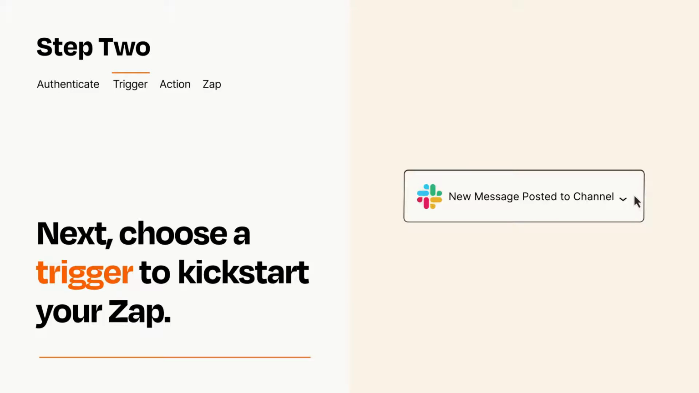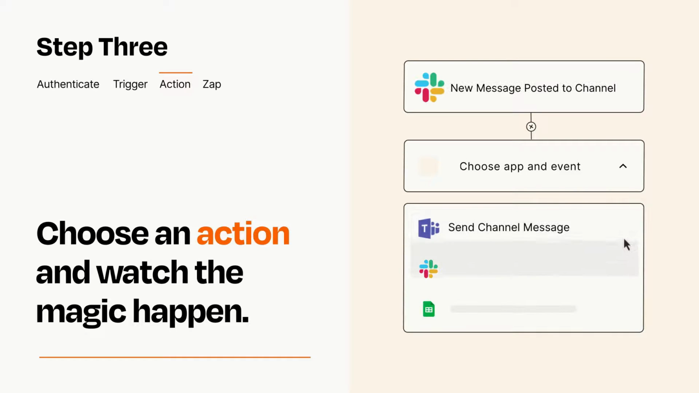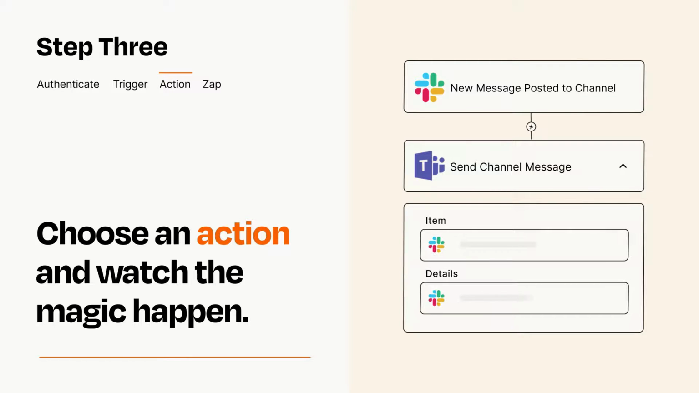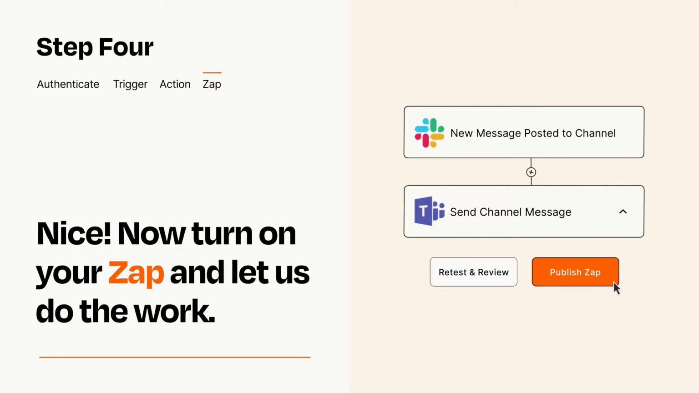This last part is where the magic happens. Choose the action you want to happen in your target app. You'll see a bunch of fields where you can specify the details of your Zap. You can type free-form text or pull data in from your trigger step as needed. Turn on your Zap and Zapier will start doing your work for you.